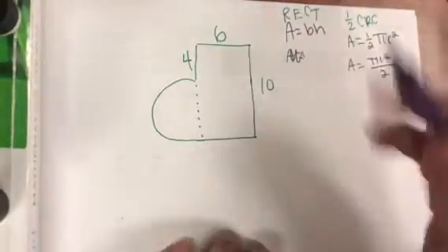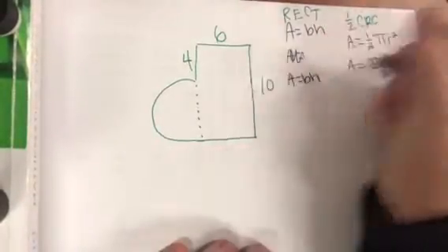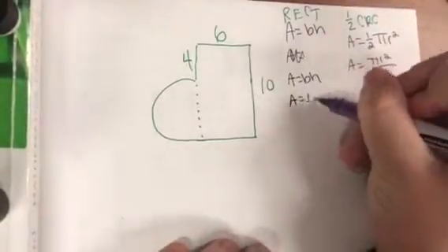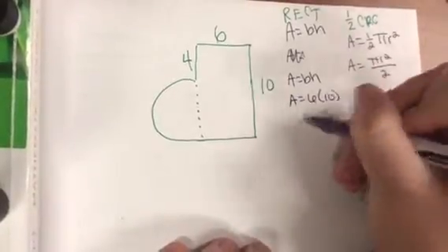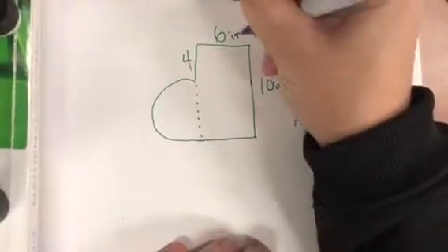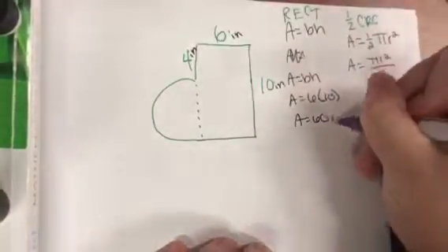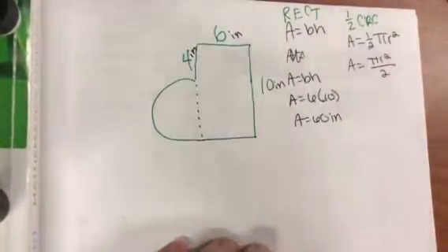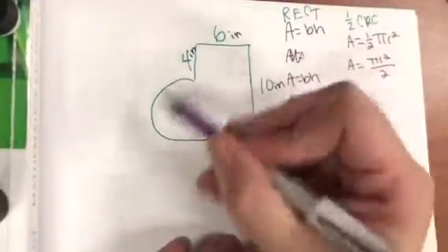So let's start with our rectangle. A equals BH. What's my base? 6. What's my height? 10. What's my area? 60. Wow, that was easy. We talked about that in the last video. 60 inches. Now let's look at the half circle.